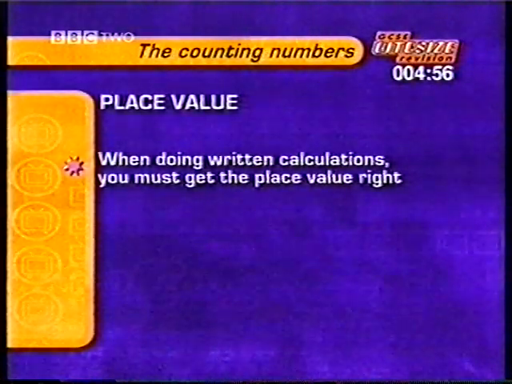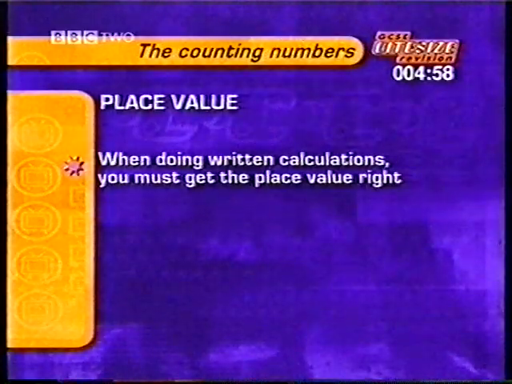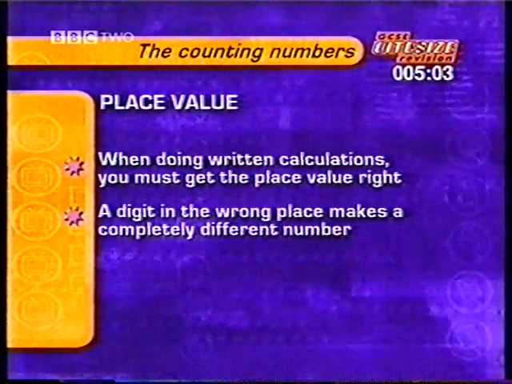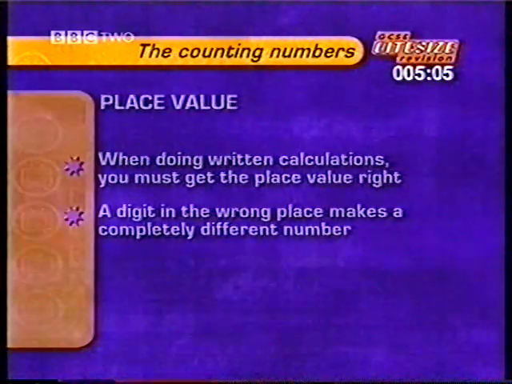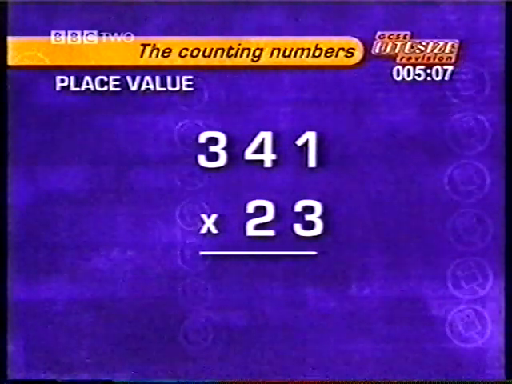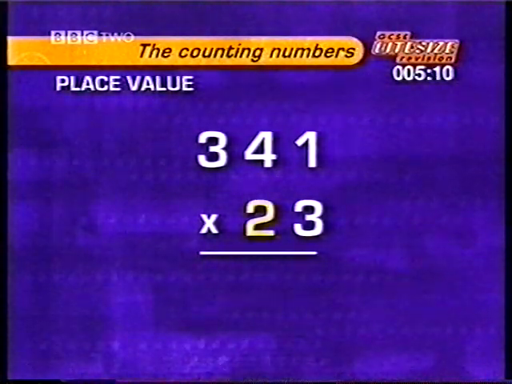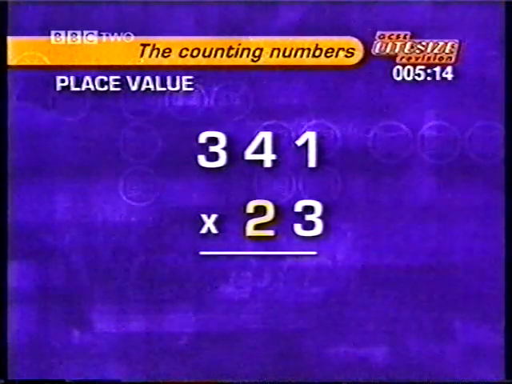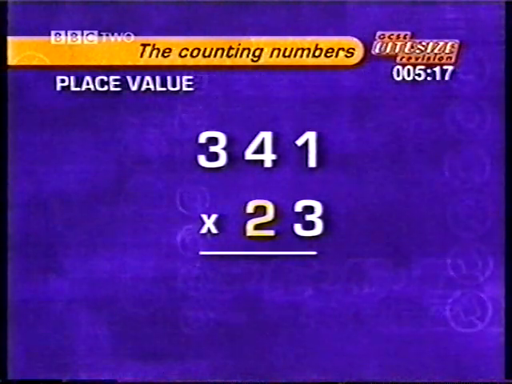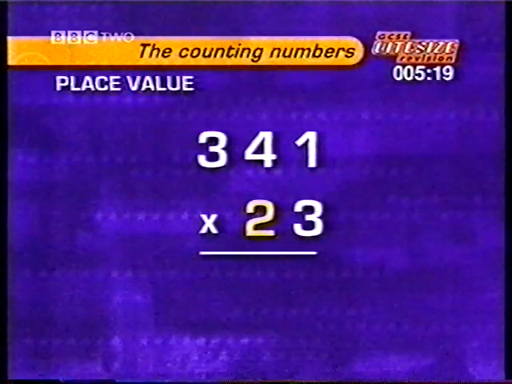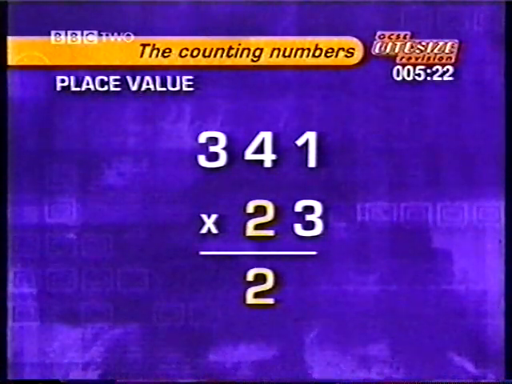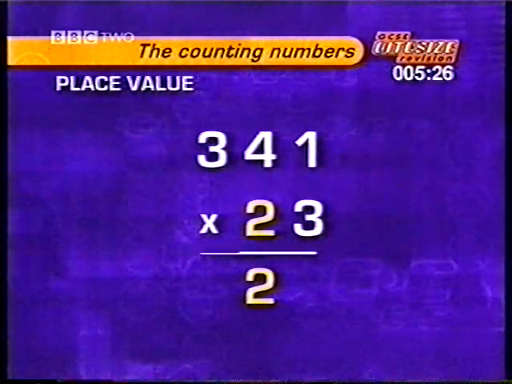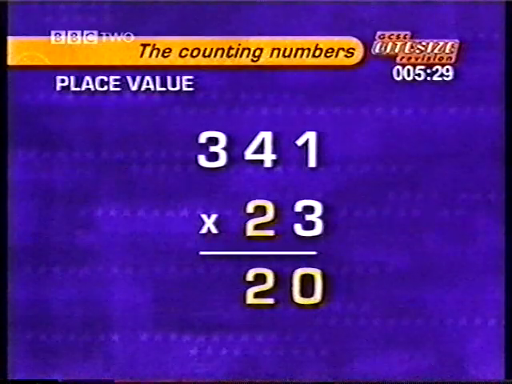When doing written calculations, it's vital to get the place value of individual digits right. A digit in the wrong place means a completely different number. For example, in this multiplication, this 2 really means 2 tens. It's the 20 part of 23. So the answer starts in the tens column with 20 times 1, that's 20. There is nothing in the units column, so nothing is written there. In fact, we write a 0 to show there's nothing there.